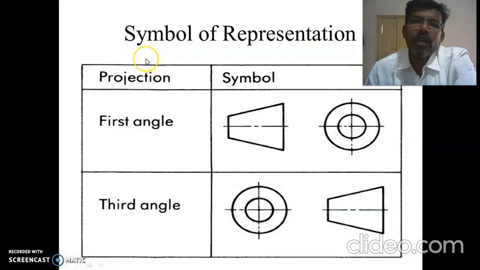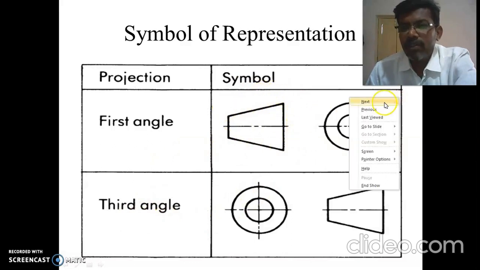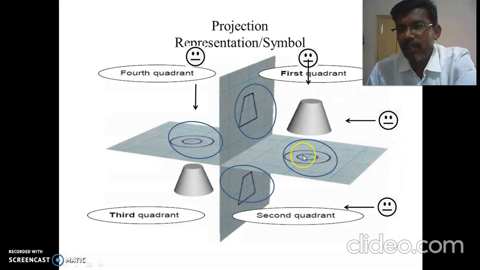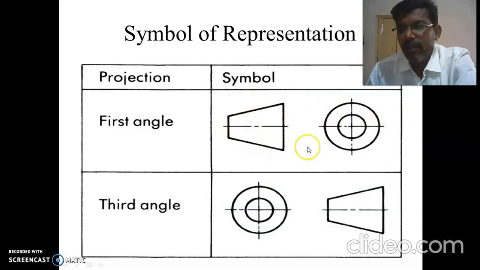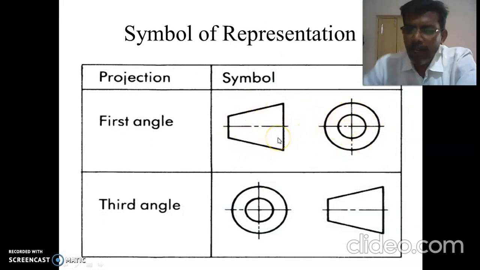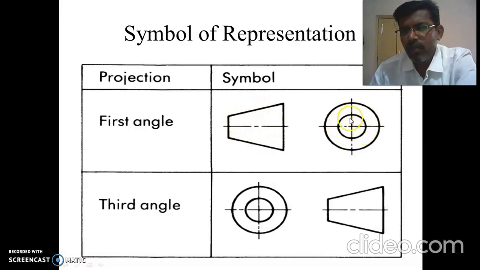So now this shows you the symbol of representation for the first angle method of projection and the third angle method of projection. If you go to the previous slide, here this is the front view and this is the top view in the first angle method of projection. If you rotate this in the clockwise direction, it is easy to identify the top view and the front view. So this is the front view and this is the top view of an object in the first angle method of projection, and this is the representation of the first angle method of projection in your drawing sheets.